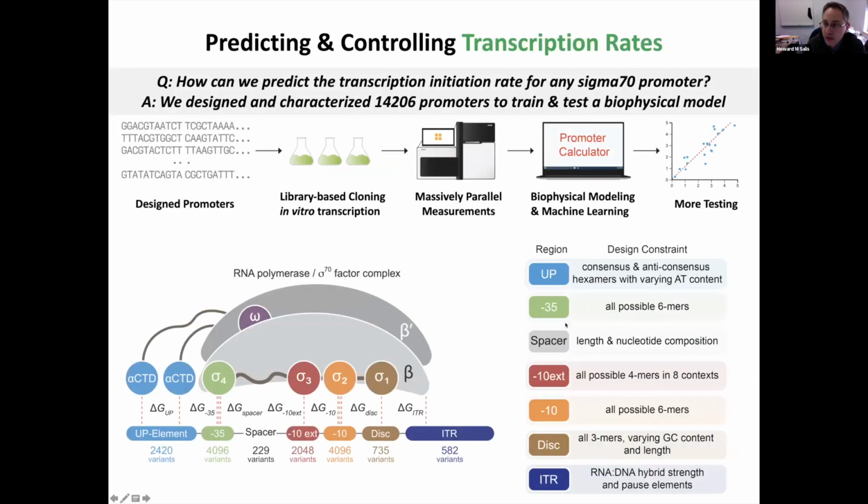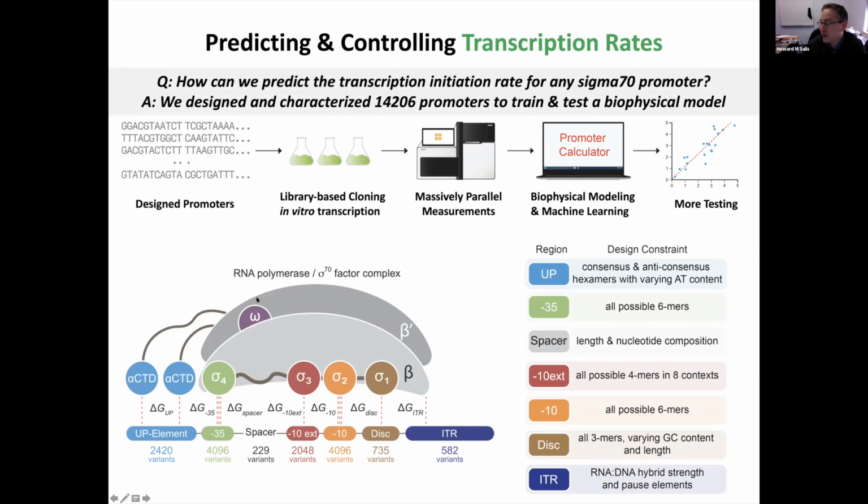So how do we develop a promoter calculator, a biophysical model able to predict transcription rates for any DNA sequence, a sequence complete model? To answer that question, we designed 14,206 promoter sequences that systematically perturb the molecular interactions controlling how well RNA polymerase sigma factor 70 binds to promoter DNA. Okay, can you see my mouse right now?